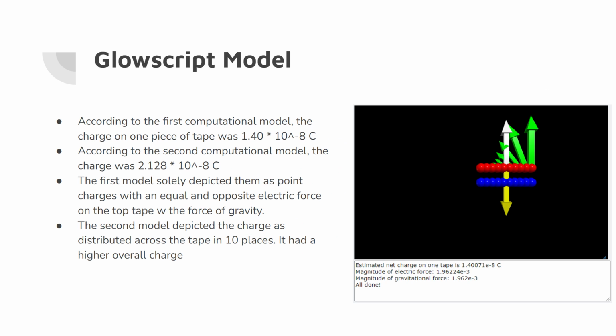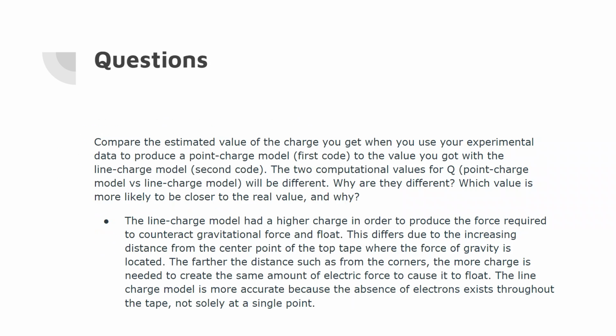When looking at this, the charge was actually calculated to be 2.128 times 10 to the negative 8 coulombs because the charge was distributed, and the force of gravity was still located at the center. So it had a higher overall charge. The question was, why did this happen? Why is the line charge model higher than the point charge model?